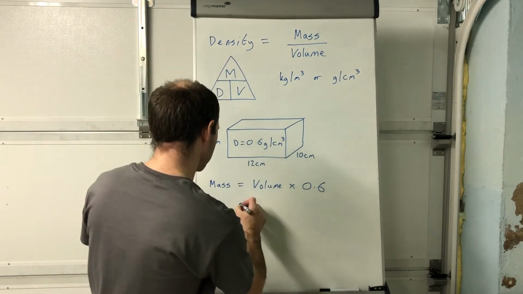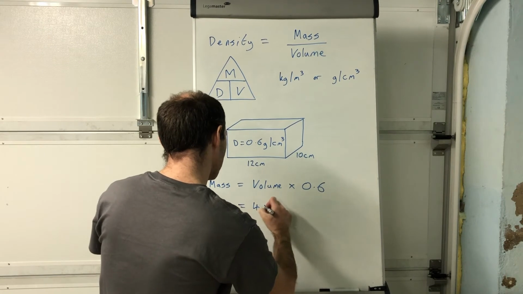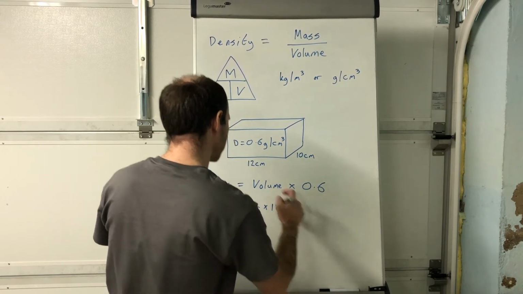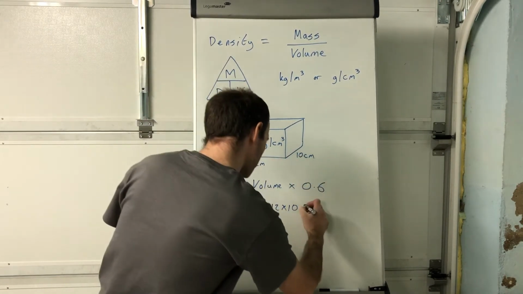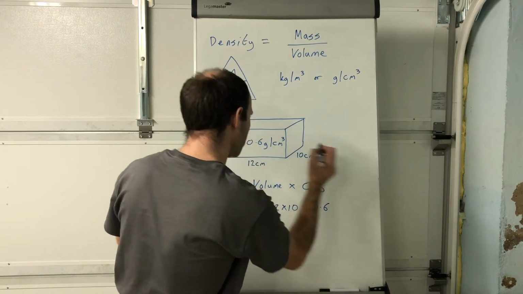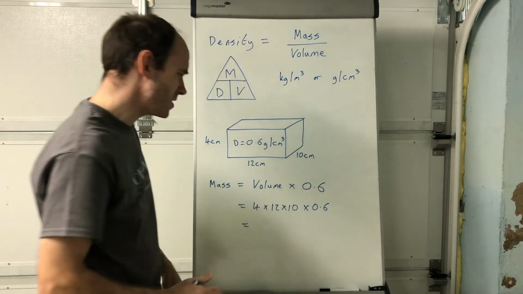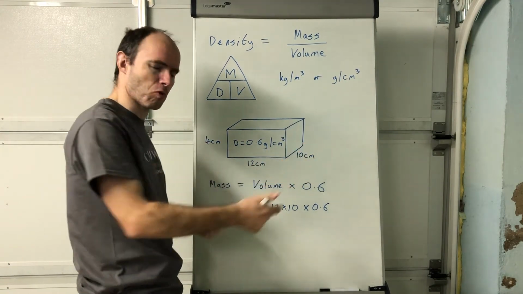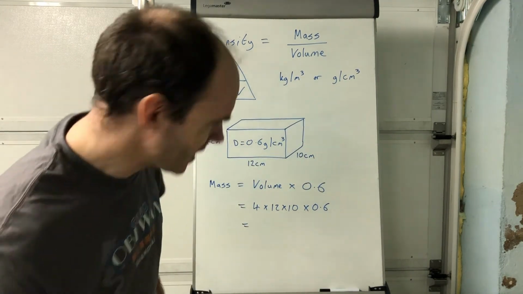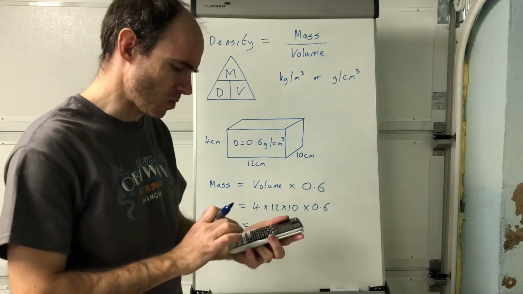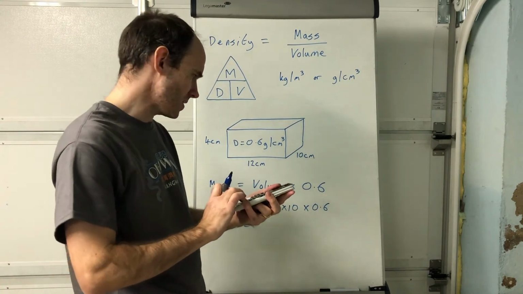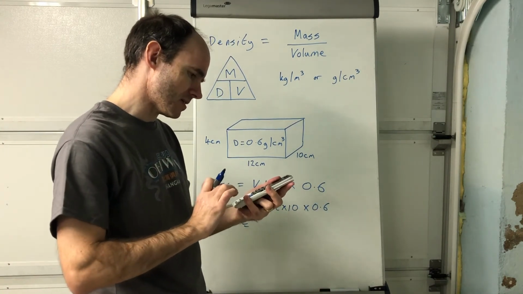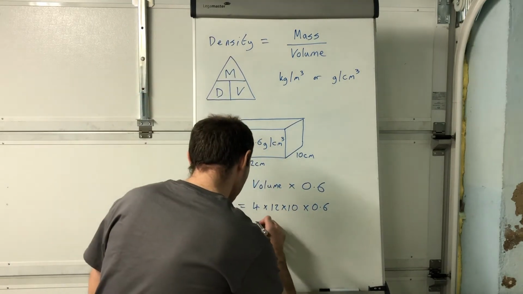That's quite simple, isn't it? So you just do 4 multiplied by 12 multiplied by 10, and that gives us the volume of the cuboid. That's quite easy, you can do that one without a calculator. So that's 48 times by 10, so it's 480. Or you can just put all that into a calculator in one go. I'm going to type in 480 multiplied by 0.6, and it gives us 288.